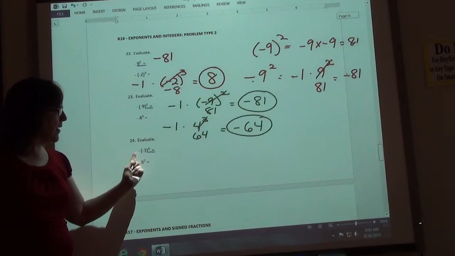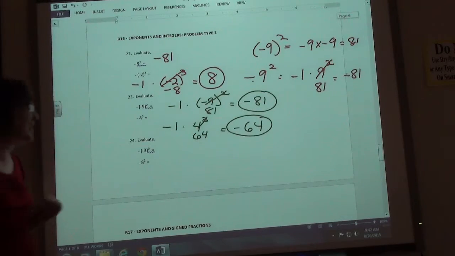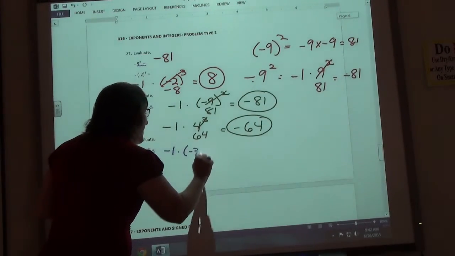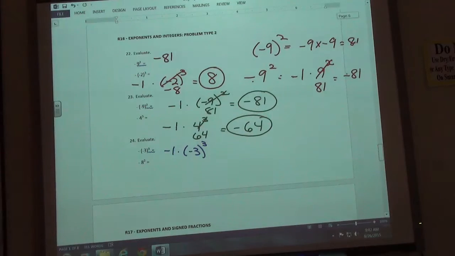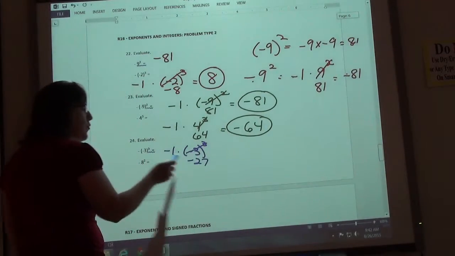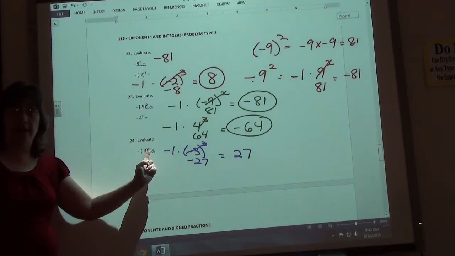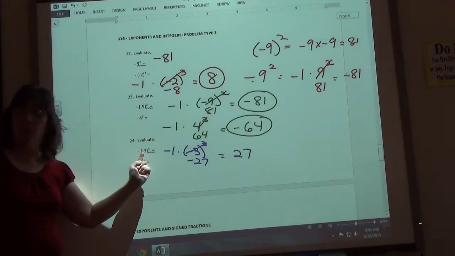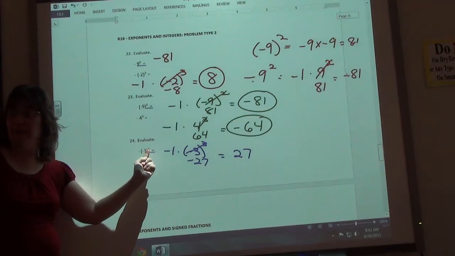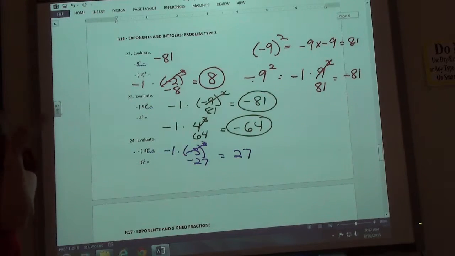So, negative 1 times our negative 3 cubed gave you an answer of positive 27. Because this is going to be negative 27, but negative 27 times negative 1 makes that positive. Now, if I'm thinking about my negative signs, this negative in the parentheses counts 3 times. Plus I've got one more out in front. So I've got a total of 4 negative signs, which means it has to end up being positive.